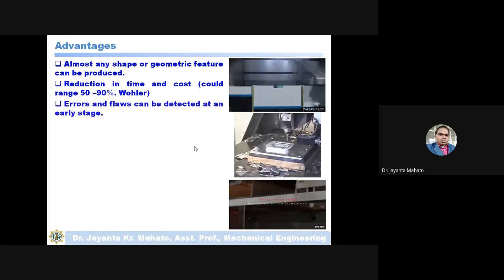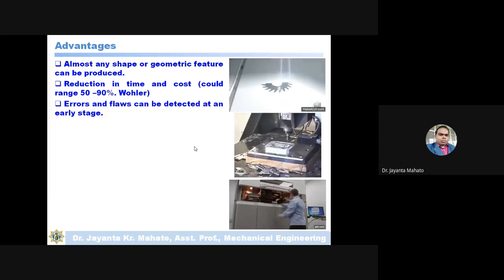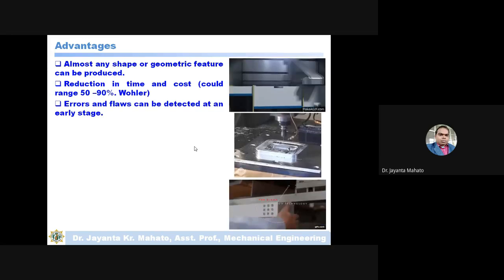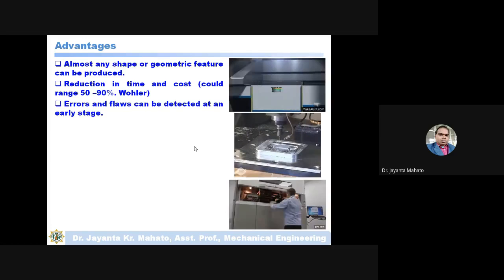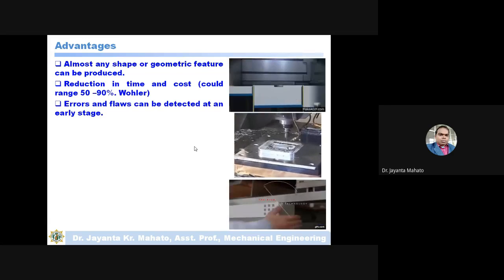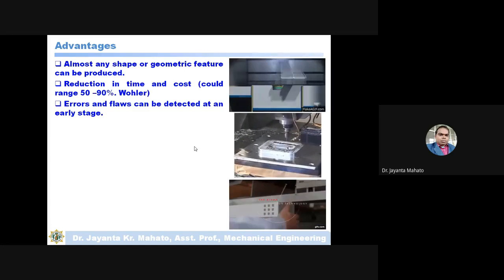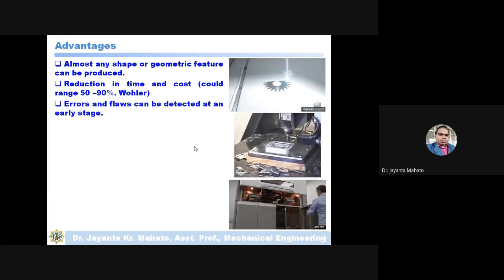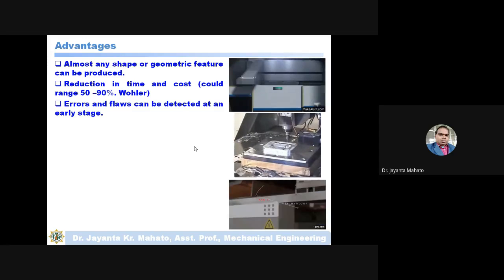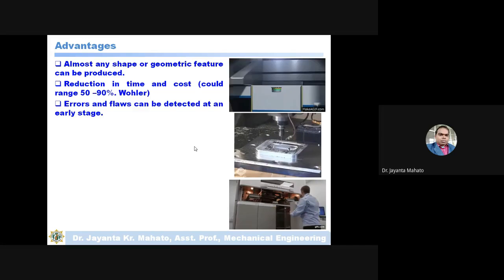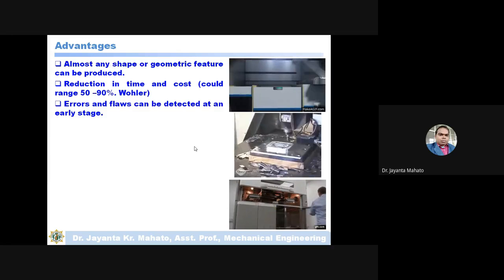There is no direct requirement of labor, so labor cost is very minimum. If you create a model of an object, this model can be used repeatedly. So this is actually a very mass production process. Just create it one time, and this process will continue for a lot, more than a number of processes.